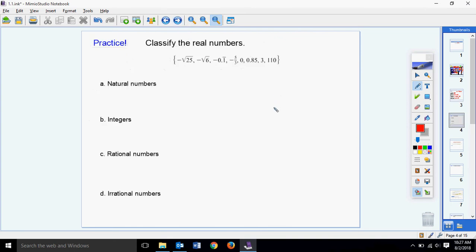Now I want you to practice this one. So pause the video and fill in A, B, C, and D based upon this set of real numbers.